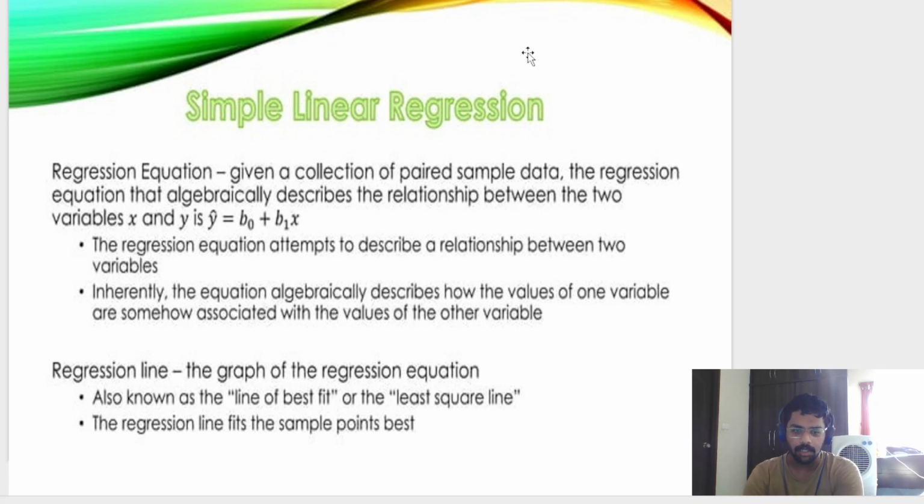The regression equation attempts to describe a relation between two variables, and inherently the equation algebraically describes how the values of one variable are associated with the values of the other variable. And we have the regression line, the graph of the regression equation. This is also known as the line of best fit or the least squares line. A regression line fits the sample points best.